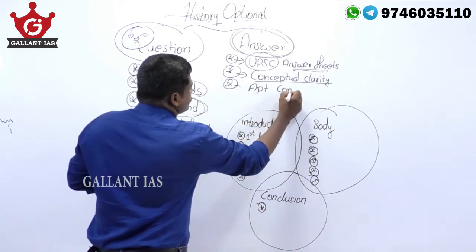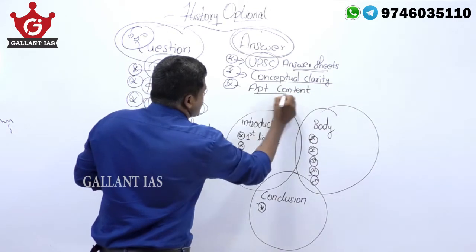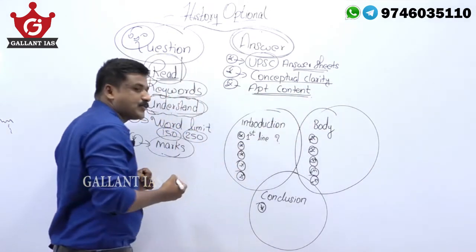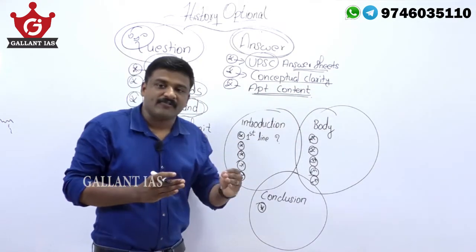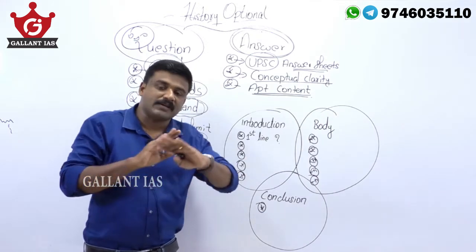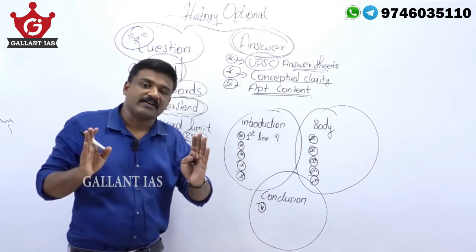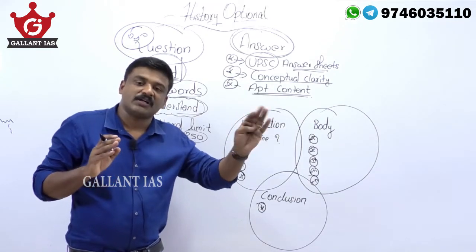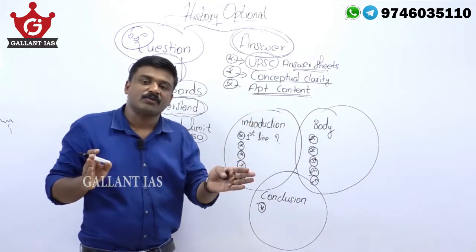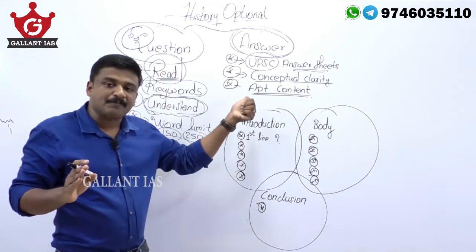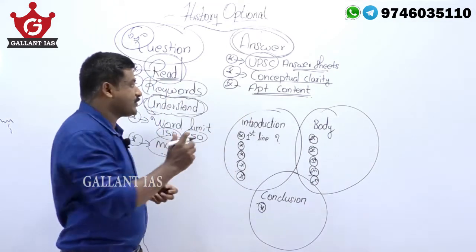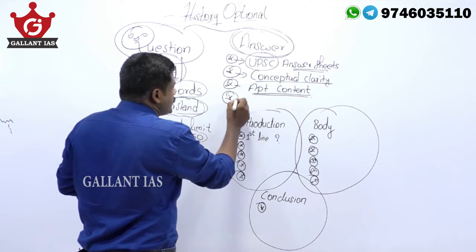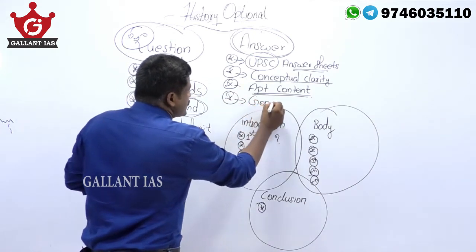Then I would say apt content. Answer must have the apt content. Unnecessary content, extra fittings, exaggerations, etc., please avoid. UPSC will never give marks for your extra fittings or exaggerations. You just give the apt content. The quality content matters. Then the next important thing is you must have a very good presentation.